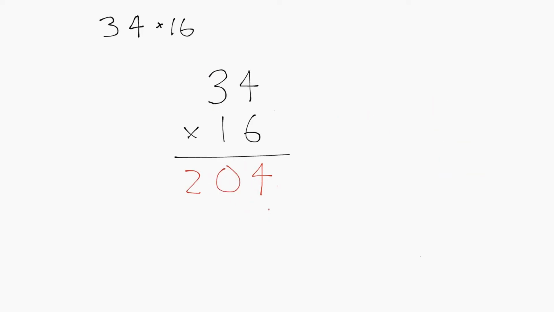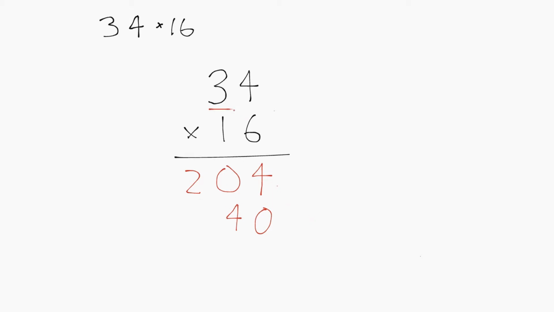Now you go to the next line and place a 0 in the ones place to skip a spot. Here's a 0. Next, you multiply the ones digit of the top number by the tens digit of the bottom number. 4 times 1 will equal 4, and since there's no tens place, you just carry that over next to the 0.